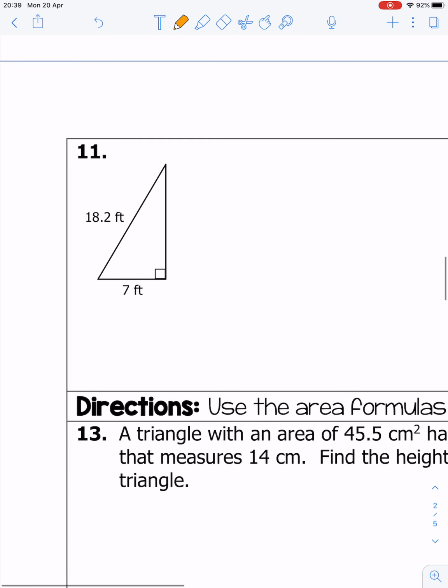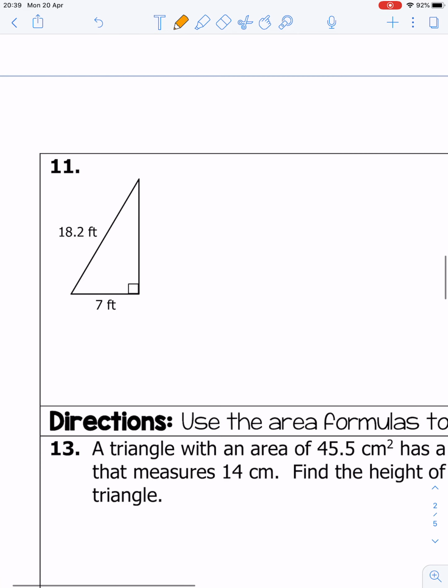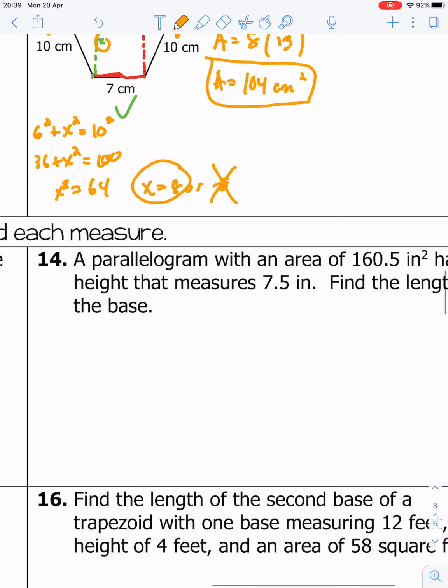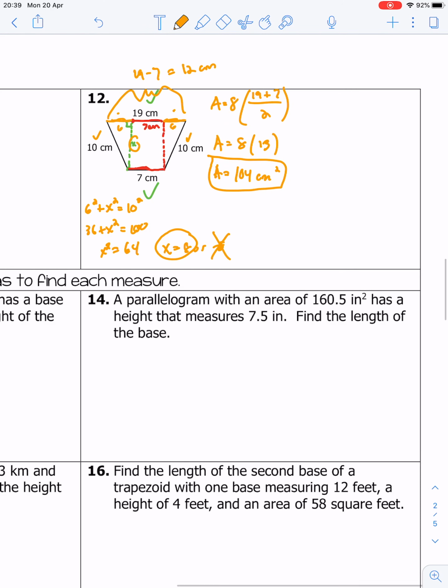Number 11 would be pretty easy. It gives you the right triangle. So to find our height, we would just have to use the Pythagorean theorem as well. Let's do number 14. A parallelogram with an area.